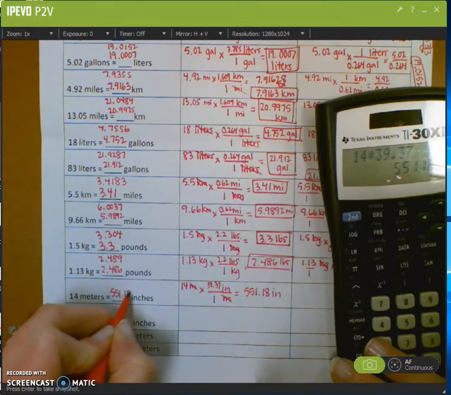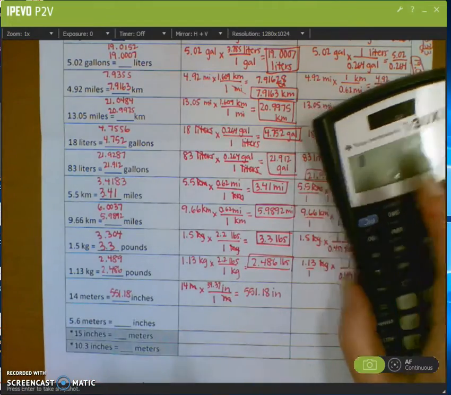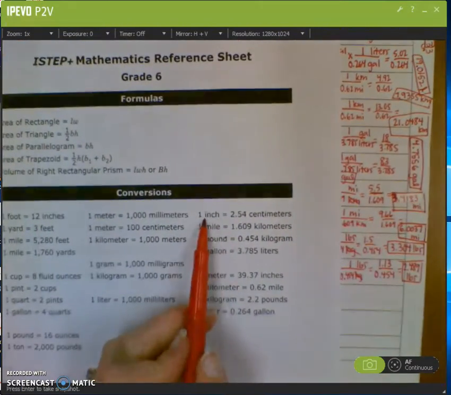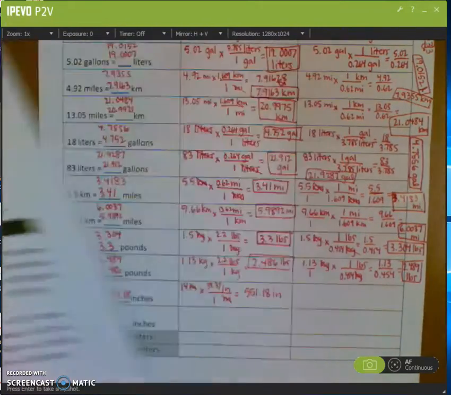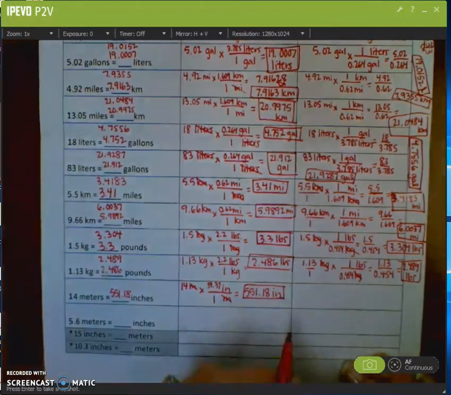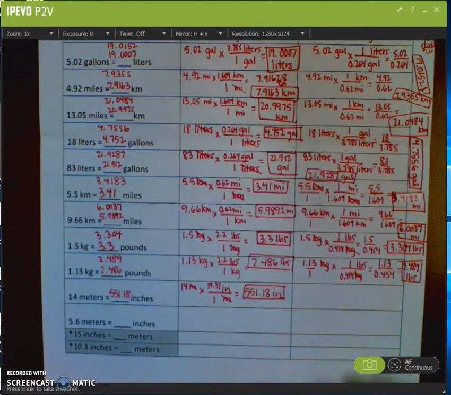551 and 18/100 inches. What's nice about this conversion factor is there's nothing that says 1 inch equals something meter, so there's not a second answer. This is the only answer that I'm looking for on a test or quiz. We don't need to round because there is no 10,000ths place or past, so we're good. At this point, I would challenge you to pause and try the next one and then come back and see if you got it right.